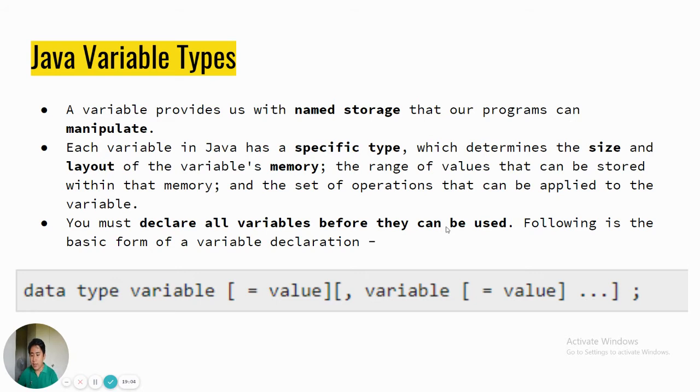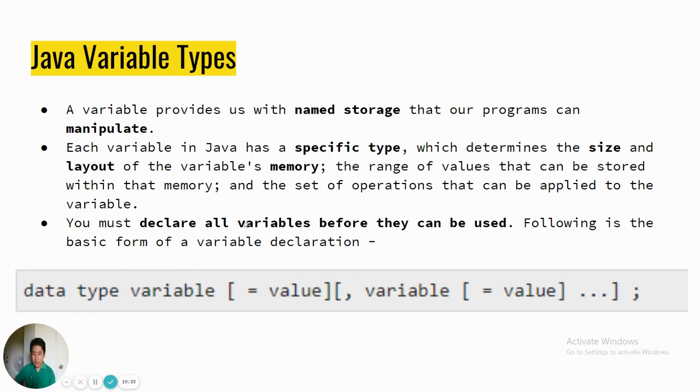And this is the basic form of how you declare a variable, okay? So first is data type, then the variable. Okay, first you have to determine what's the data type. Next is the equal sign and then the value, okay? So the data type, then the variable, and then the equal sign and then the value, okay? So that is how you declare a variable, okay?